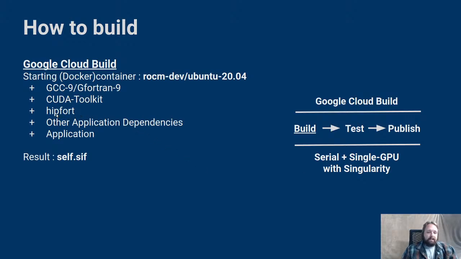Now, of course, these top three on the list here, GCC, CUDA toolkit, and HIPFort, is a stack that will allow you to build applications if you're using AMD's HIP or you're using OpenMP 5 or higher to offload to either AMD or NVIDIA GPUs. So some of the stuff we're going to do today, since we're running on Google Cloud, is all going to be NVIDIA GPUs. At the end of this build process, though, we'll end up with a Singularity image file. Here I've just called it self.sif.